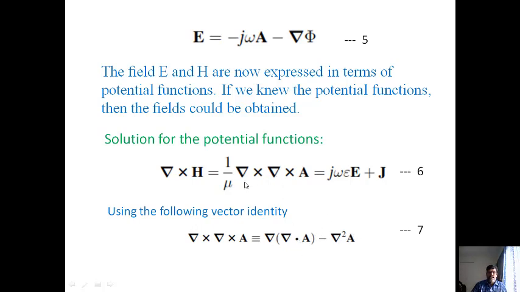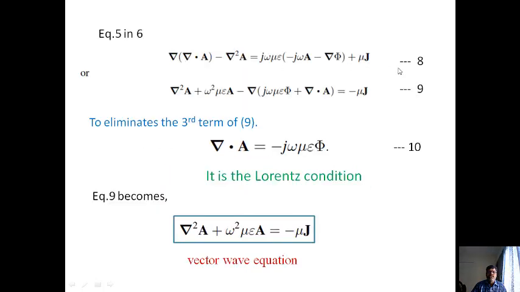Now you substitute these terms here and multiply by mu on both sides, then you will get these expressions, where you substitute E as minus j omega A minus del phi. You substitute the fifth equation in the place of E. Then you will get this equation 8. After the arrangements, this equation can be written as del square A plus omega square mu epsilon A minus del of j omega mu epsilon phi plus del dot A, which equals minus mu J.